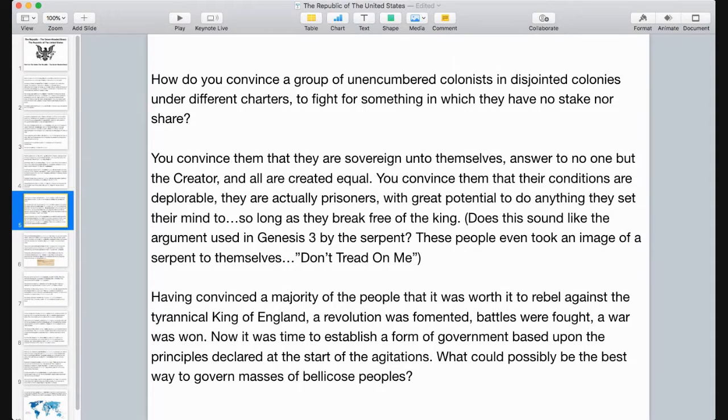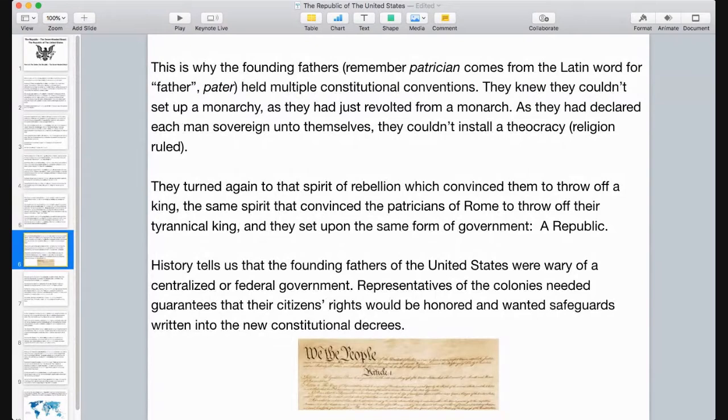What could possibly be the best way to govern masses of bellicose peoples? This is why the founding fathers, remember, patrician comes from the Latin word for father, pater, held multiple constitutional conventions. They knew they couldn't set up a monarchy as they had just revolted from a monarch. As they had declared each man sovereign unto themselves, they couldn't install a theocracy, religion ruled.